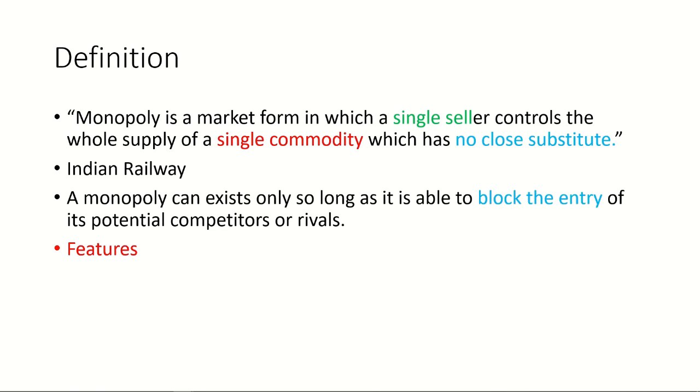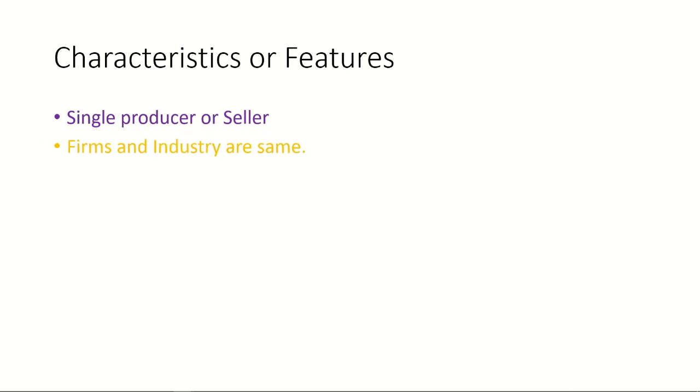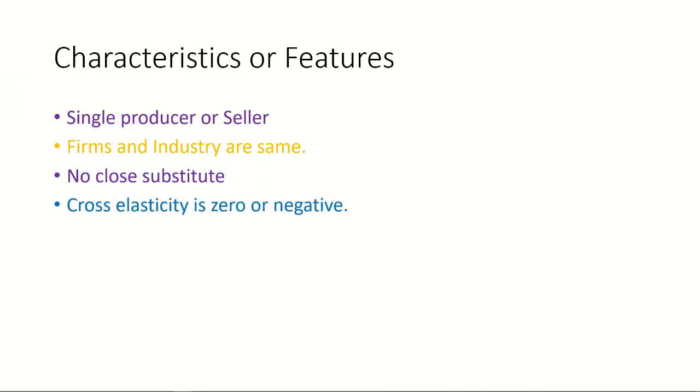Let's go to the features, the characteristics of the monopoly market. As we saw in the definition, the first feature is that it has only a single producer or single seller. Second one is that the firm and industry are the same. We know the difference between firm and industry. Firm means a single unit, and industry means the combination of various firms. So here in the monopoly market, the firm and industry are the same, and there are no close substitutes to the product, and the cross elasticity is zero or negative.